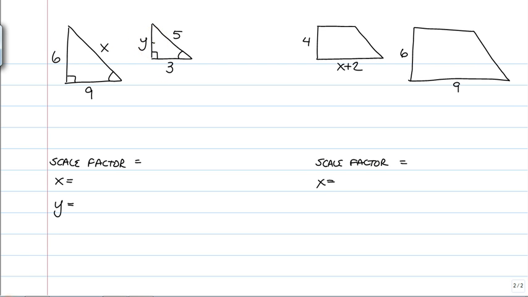You want to find one where they both have numbers, and those are the bottom pieces. Okay, so that's 9 over 3. That's your scale factor. So your scale factor is going to be 3 to 1 when you reduce it.